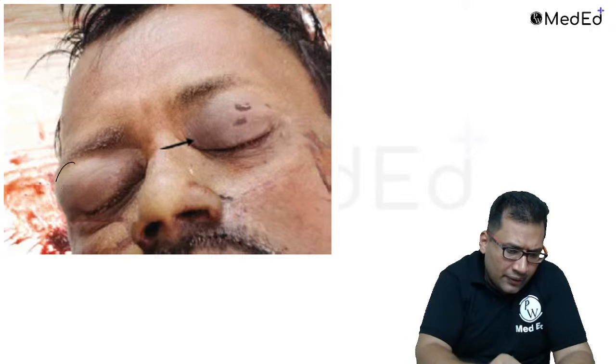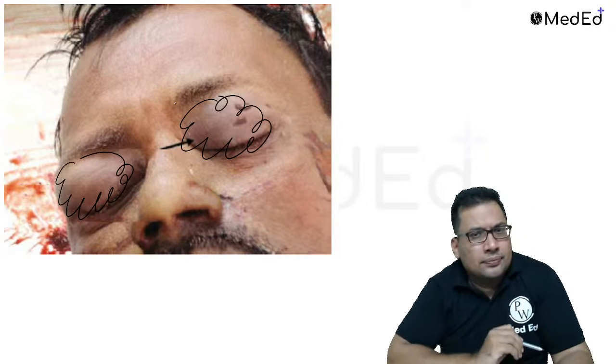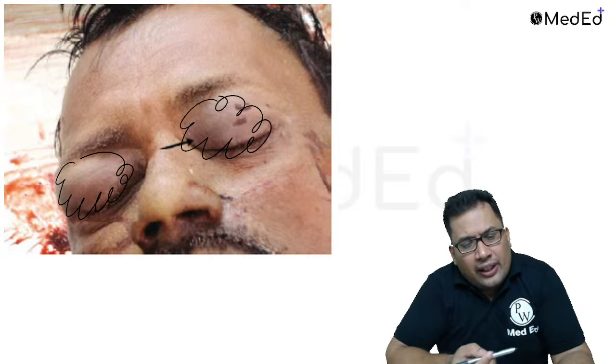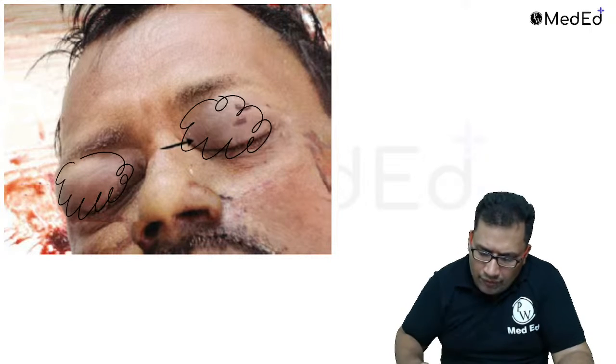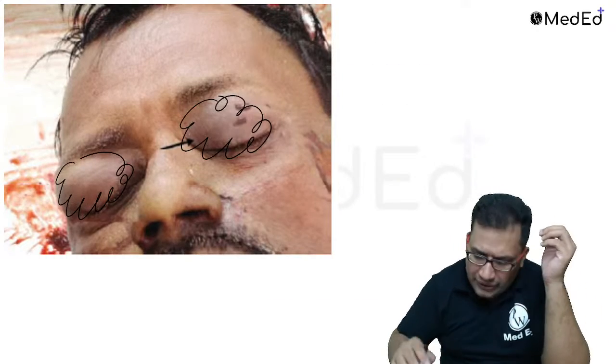What about this? This is classical black eye. If black eye is given, you can write black eye. So this is how you should mention the injuries.